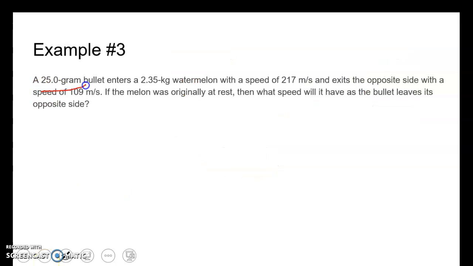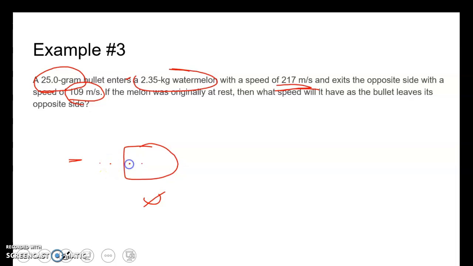Third example, we have a bullet and we have a watermelon, okay? The bullet is traveling this fast to start, but now it goes through the watermelon, and we find the speed of the bullet to be 109 meters per second after it goes through the watermelon. But now we want to know if we have the bullet and the watermelon, and the watermelon is stationary, the bullet is going to go through the watermelon, and we're going to have a bullet here and a watermelon here. The bullet slows down, therefore the watermelon must move. But we don't know how fast that watermelon's moving at the end. So that's what we're trying to find.